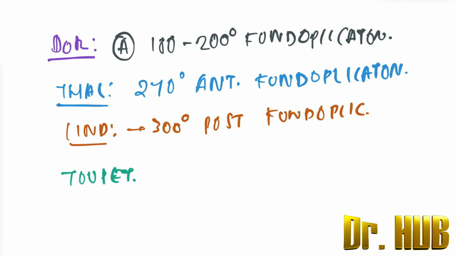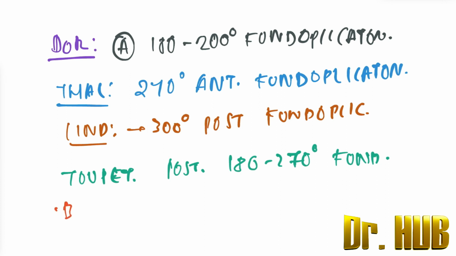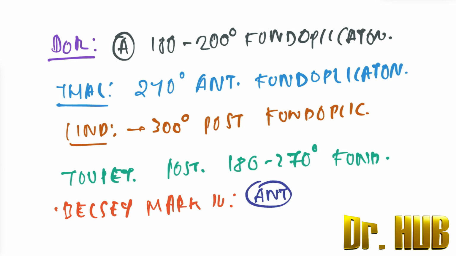Now let's look at TOPET. TOPET is basically posterior, 180 to 270 fundoplication. And then we have BELC Mark IV. This is about 270 anterior transthoracic fundoplication.